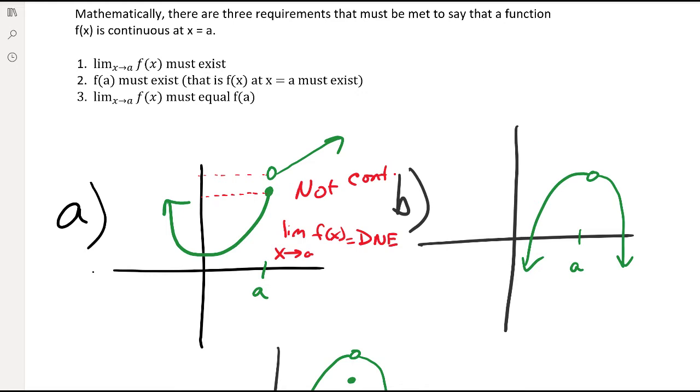Now we have an f of a value. Here I'll highlight it. That closed dot means we do have a function value at x equals a, but since the limit does not exist, that function is not continuous. All right, let's keep it moving.